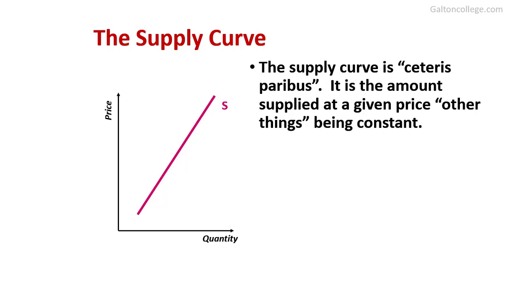The price is one of them. As the price rises, there's more incentive to supply the item onto the market. So we do expect the supply curve against price to be upward sloping, positively sloped like we've got here.